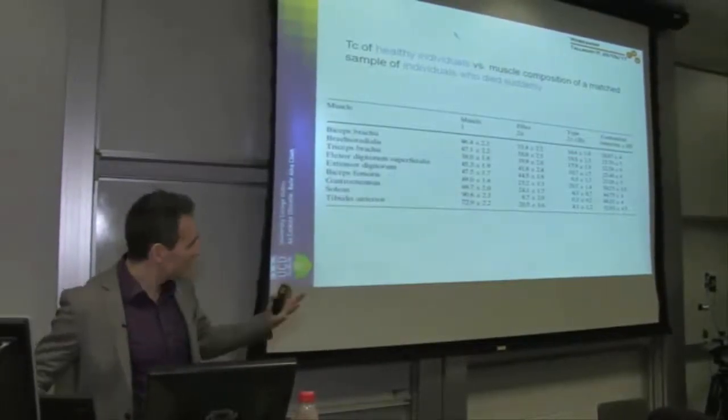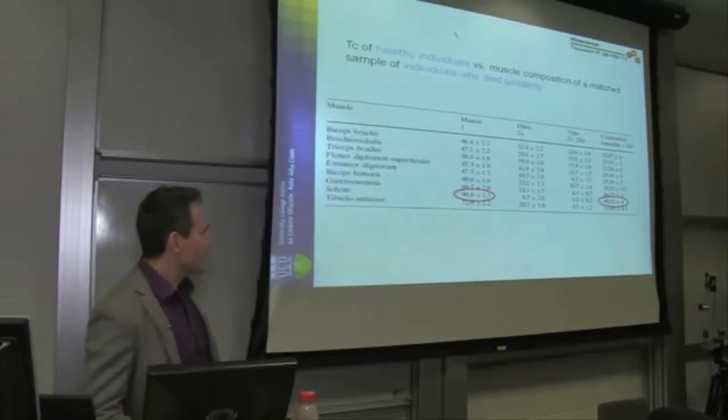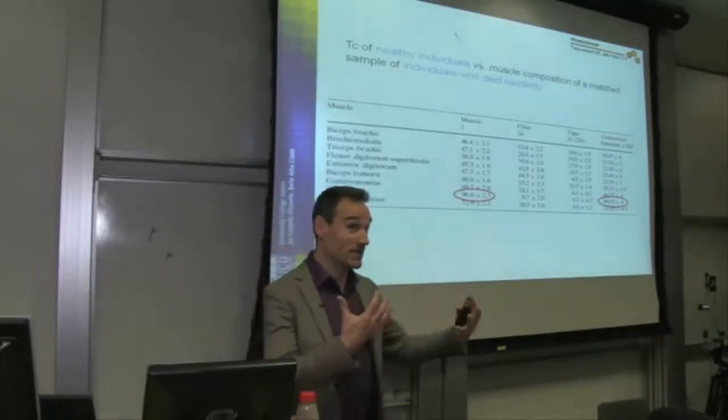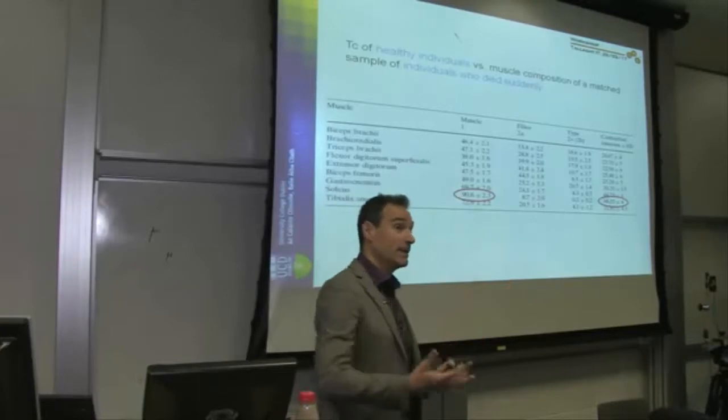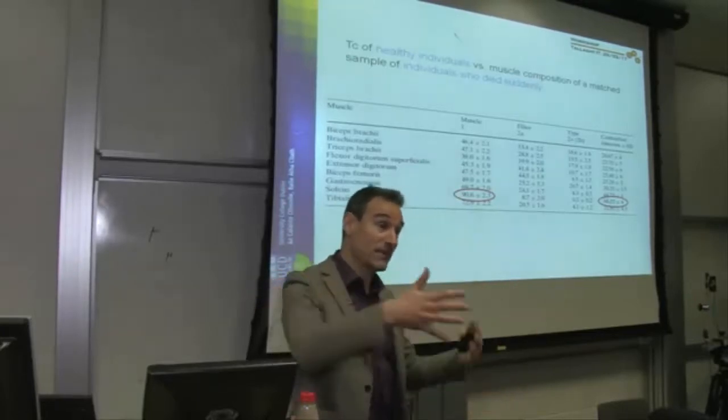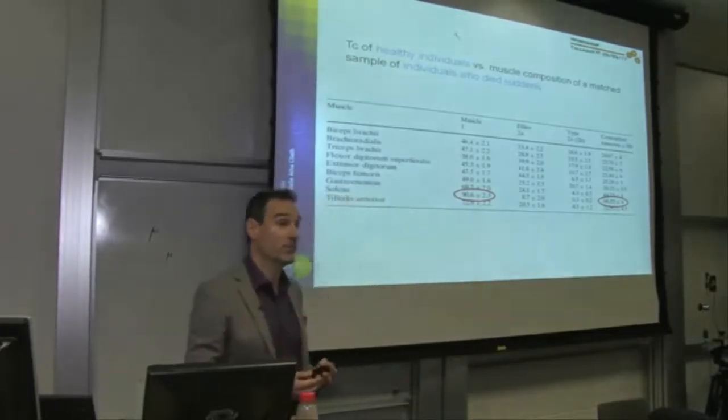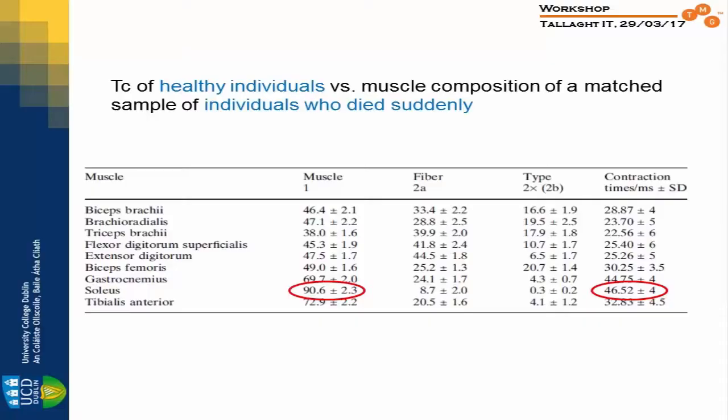So the assumption again was that comparing, obviously it's not the same subjects, so one is a live subject and the other ones are dead, so different subjects, even though they said that they were matched for physical characteristics and age. Again, soleus is a muscle with a prevalence of slow twitch fibers. You see contraction time quite high. And then if you look at, for instance, two other muscles with prevalence of fast twitch fibers, you see contraction time is much lower.